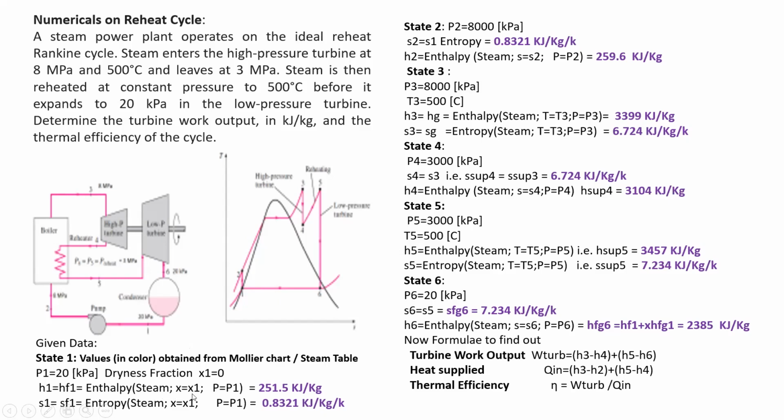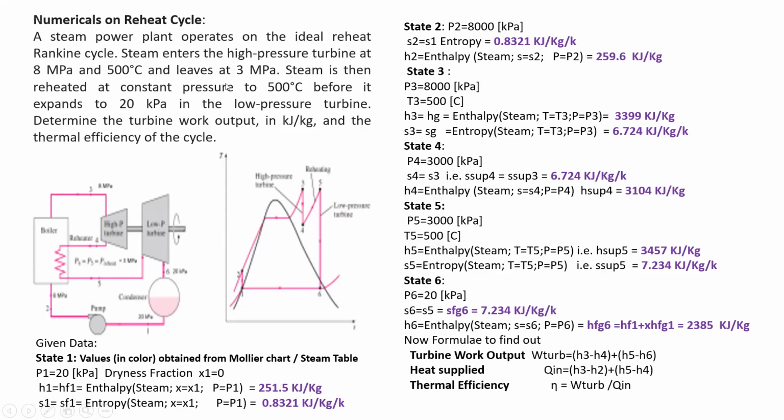We know the condition of the steam, X is equal to X1 and P is equal to P1. You can directly find the value of HF1 is equal to 251.5. Then S1, in a similar way from the steam table, 0.8321.